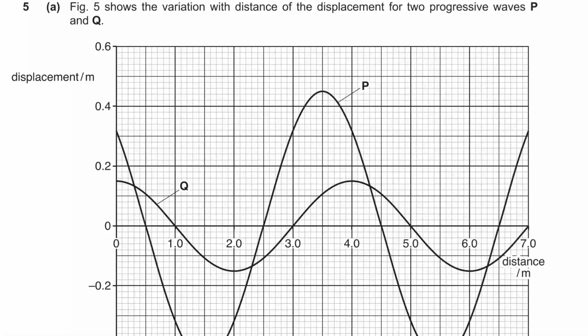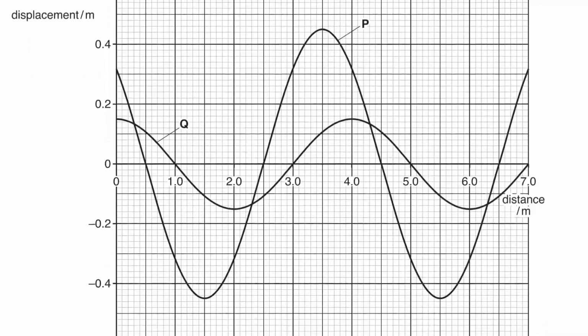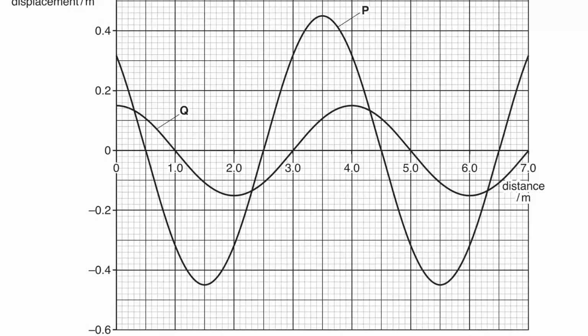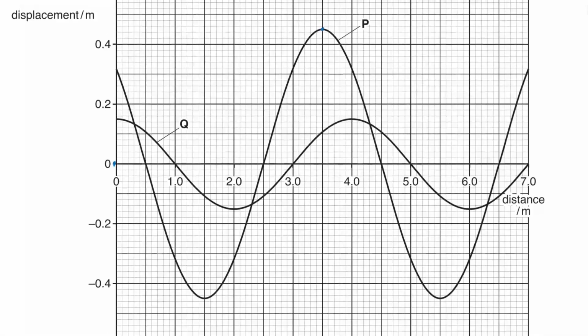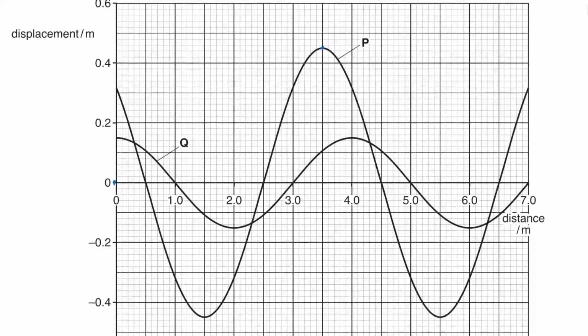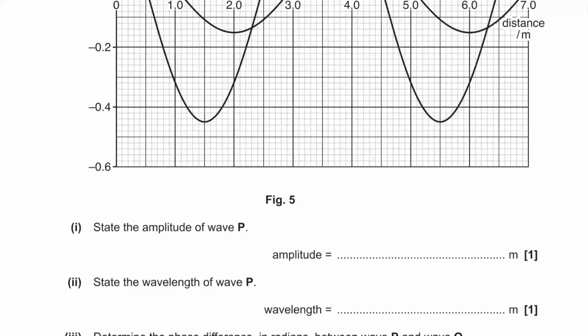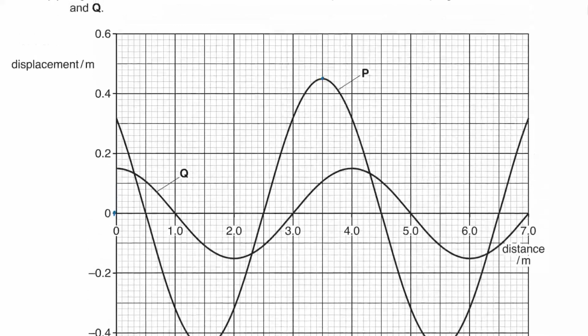5, we have 2 progressive waves. Oh boy. State the amplitude of wave P. Well, we go from the midpoint, equilibrium, all the way to the top. So that looks like it's going to be 0.45 meters.